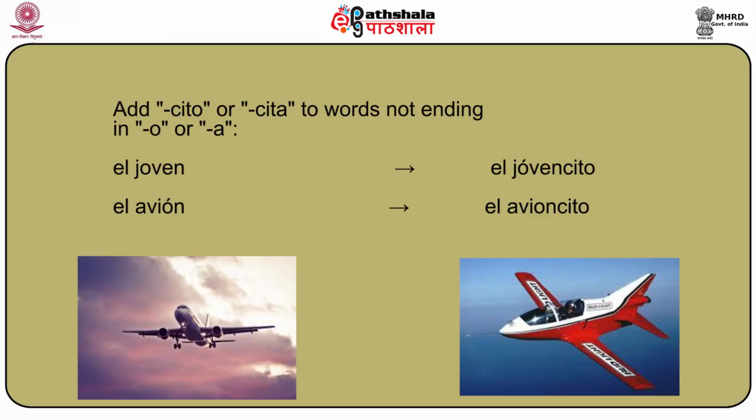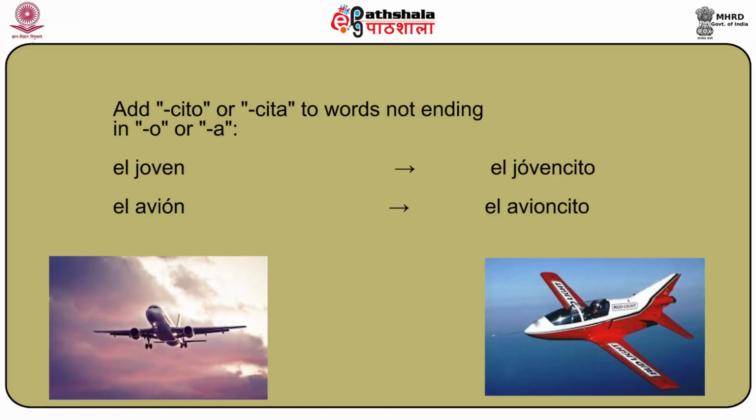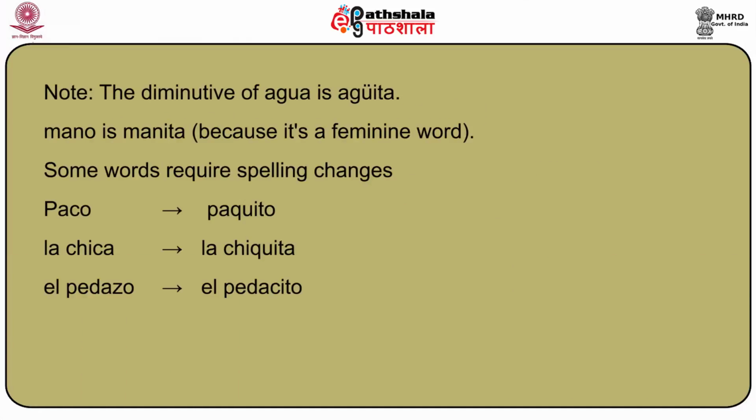So, el niño, for example, becomes niñito. El joven becomes el jovencito. El avión becomes el avioncito. The famous song Chiquitita is from chica. Chica becomes chiquitita. The diminutive of agua is aguita. The diminutive of mano is manita, and why? Because mano is feminine, las manos.